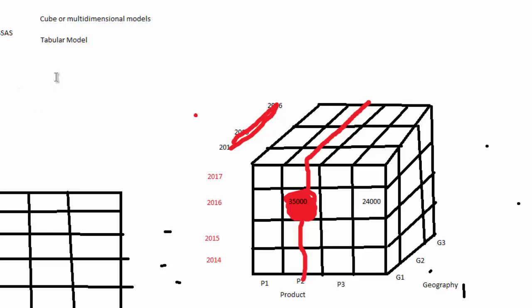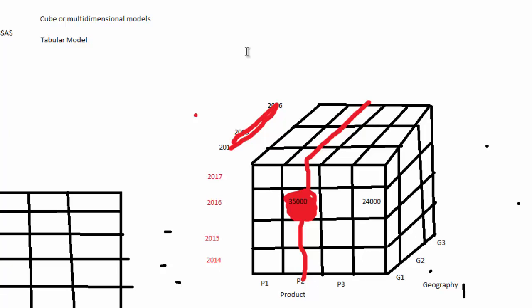Okay. The reason why we will not be looking at cube or multidimensional model and will be only looking at tabular model is because Azure Analysis Services are new and they do not support cube or multi-dimensional models. They only support tabular model. So that is the main reason that we are going to look at tabular model. And if you see, the tabular model and multidimensional model are very similar. So if you do one, you should be able to do the other.